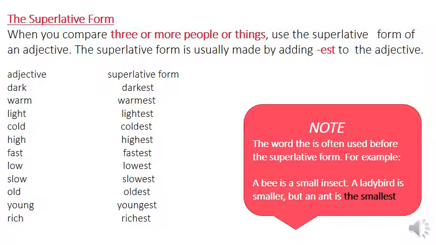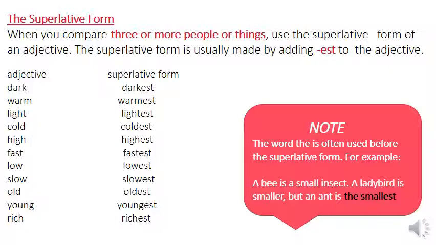The superlative form is used to compare three or more people or things. Okay? Or when you compare, for example, one person to a group, use the superlative form of an adjective. The superlative form is usually made by adding est. So for example, I say dark, darkest, warm, warmest, light, lightest, cold, coldest, and so on.